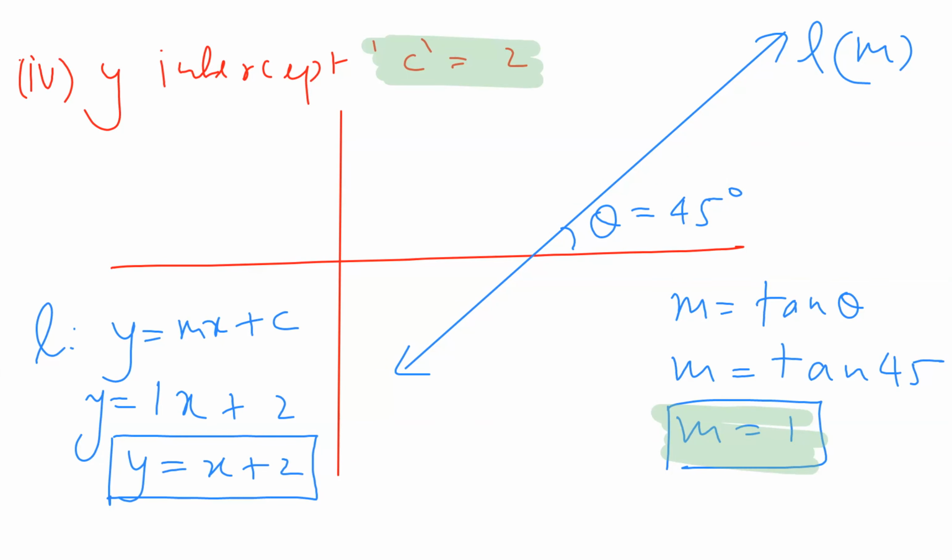We need to find out the equation of a line whose y-intercept c is equal to -5 and it is equally inclined to the axis.